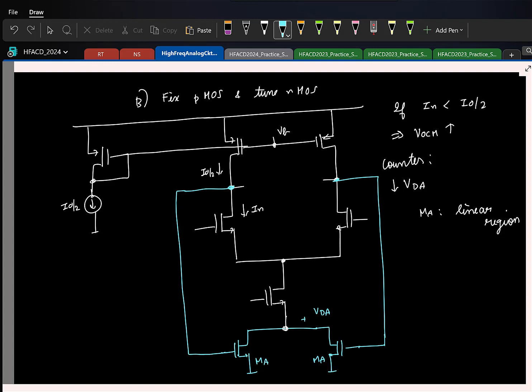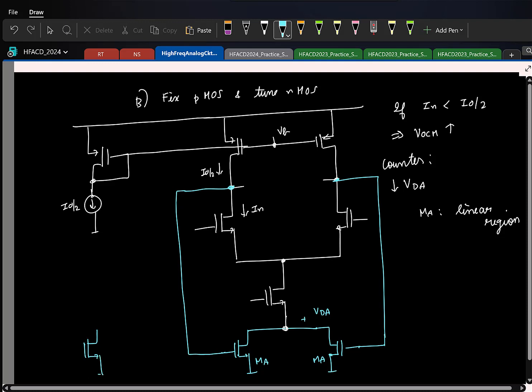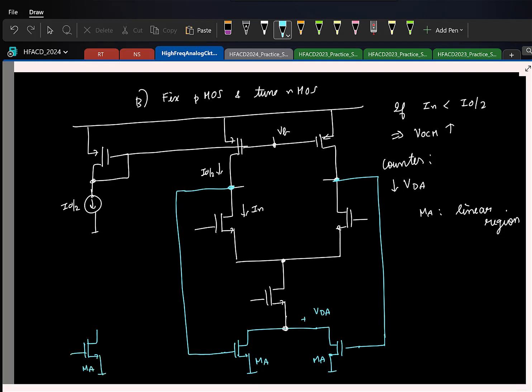So let us say I take an identical transistor MA, and let me say the currents here are IDA, VA, and here it is I0. So what is the current IDA? I0 by 2. So let me write it here.